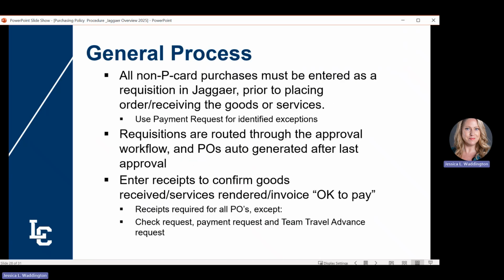In general, all non-P-card purchases must be entered as a requisition in Jagger prior to placing the order or receiving the goods or services. Requisitions are routed through the approval workflow, and POs are generated after the last approval. You'll enter a receipt in Jagger to confirm that you've received goods, that services have been rendered, and that the invoice is okay to pay. Receipts are required on all purchase orders except for check requests, payment requests, and team travel advances.